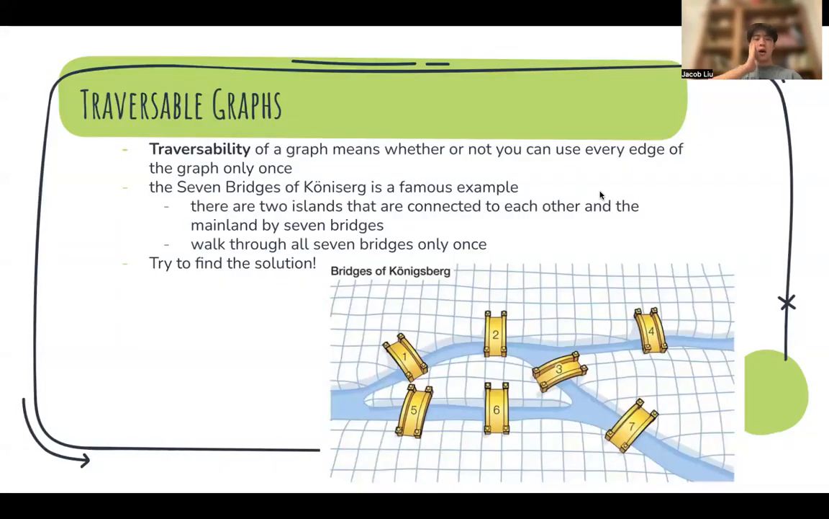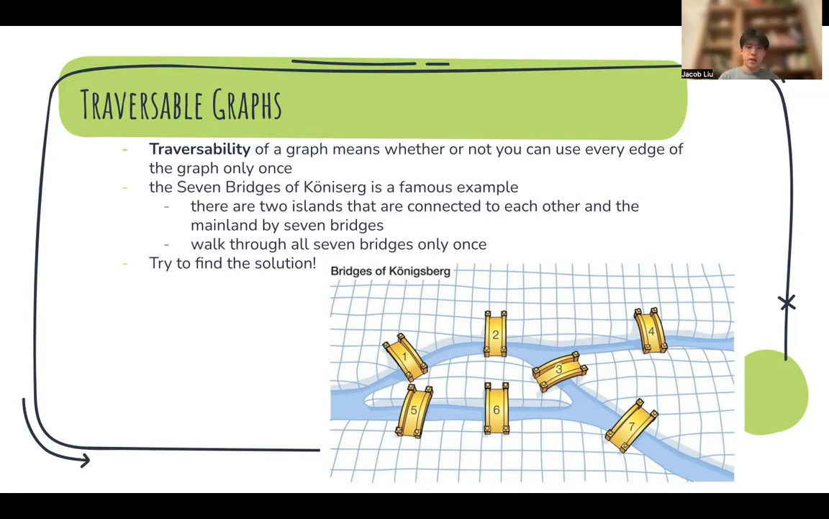Now, our last topic is traversability. Traversability of a graph means whether or not you can use every edge of the graph only once. So the 7 bridges of Königsberg is a famous example, and this little math riddle is one of the originating points of graph theory.